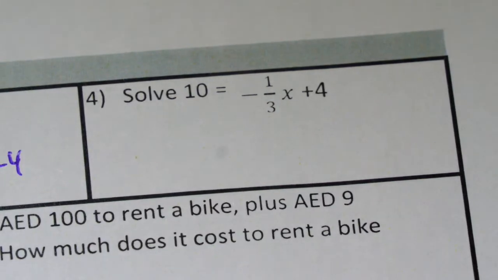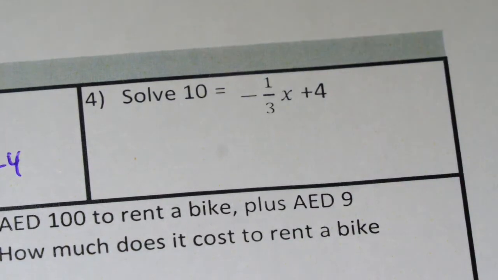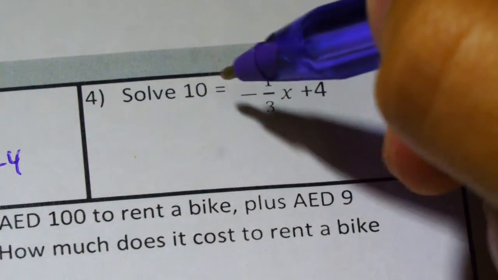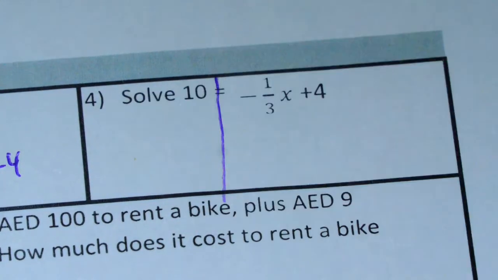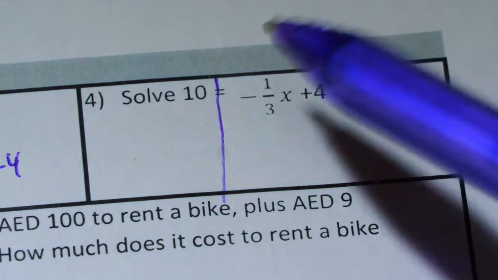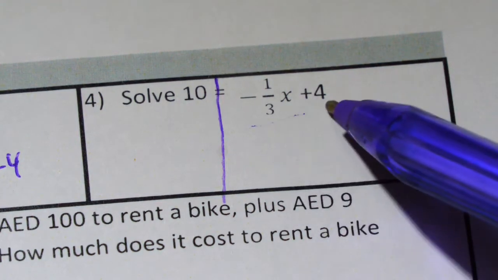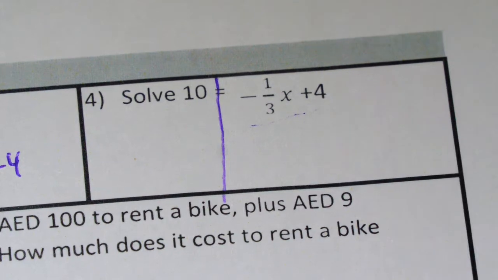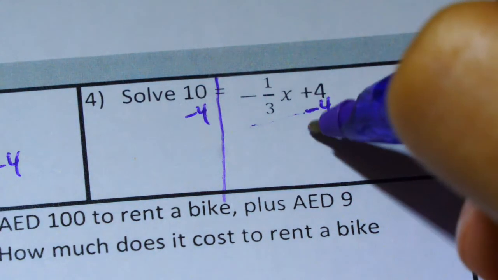Question 4. Solve. So we have an equation here. It looks a bit different, but we are doing exactly the same thing. Okay, so the equal sign here, we put a line to show both sides. Now where is our x? Our x is here. What do we need to delete first? We need to delete this number first. Okay, so to delete plus 4, we minus 4, minus 4. Plus 4 and minus 4, we cancel out.